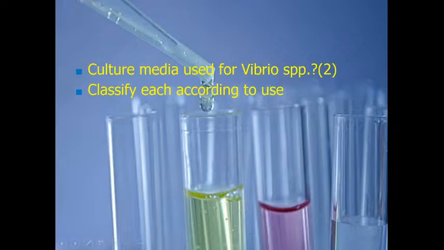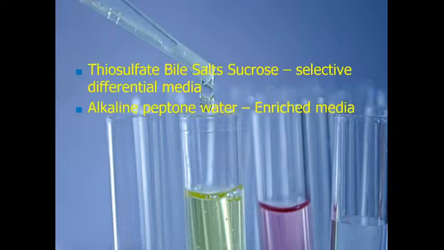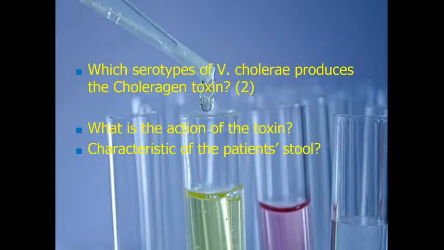Now let's move on to your next slide. So again, this is selective differential media and enrichment media. Those are the other two differences. By the way, I forgot to mention: we have the serotypes of Vibrio cholerae that produce choleragen. We have O1 and O139.